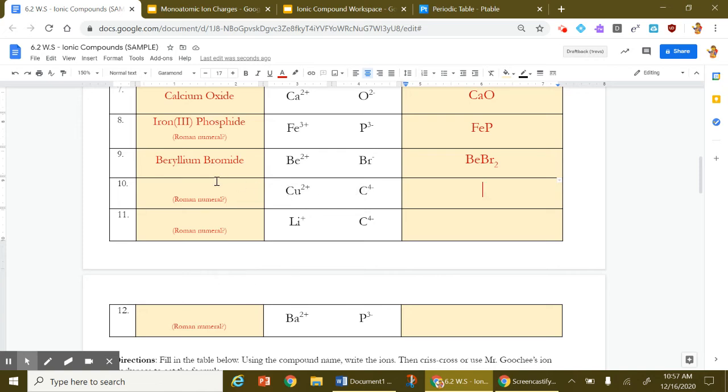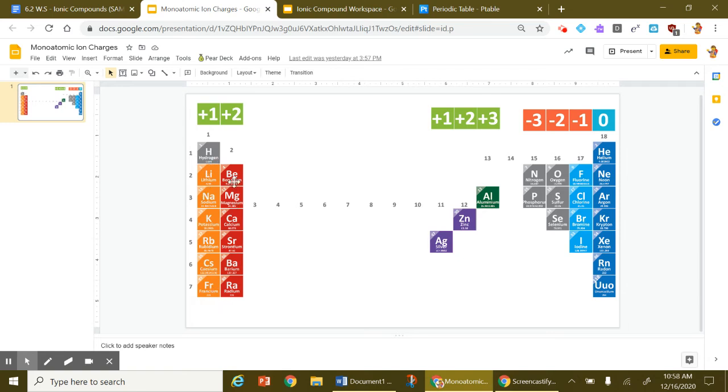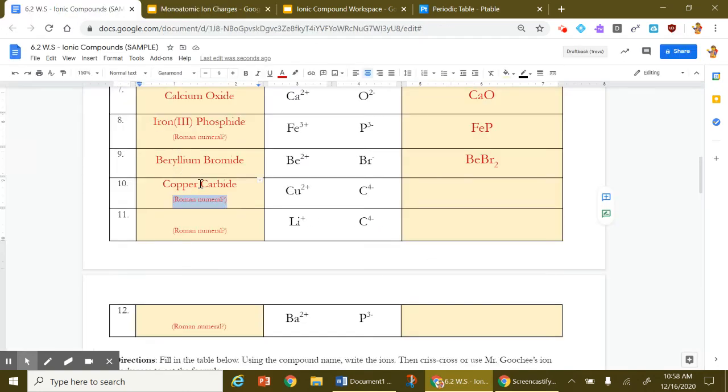Cu2+ and C4-. Let's do the name first, as always. Cu is copper, and C4- is carbide. Now, reminder, do I need a Roman numeral? Is copper here? Cu. I don't see copper here, which means that it is one of those elements that has multiple charges, so we need Roman numerals. This is copper with a 2+ charge, so I'm going to call this copper 2 carbide.